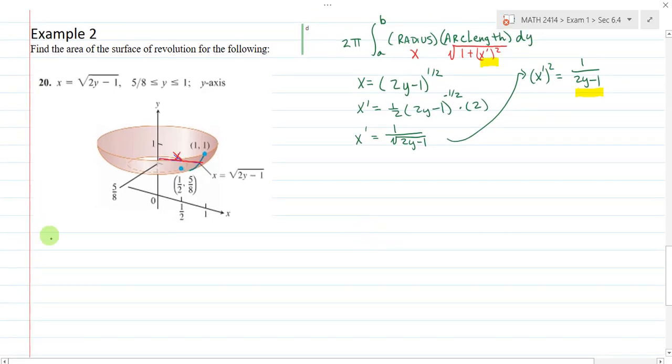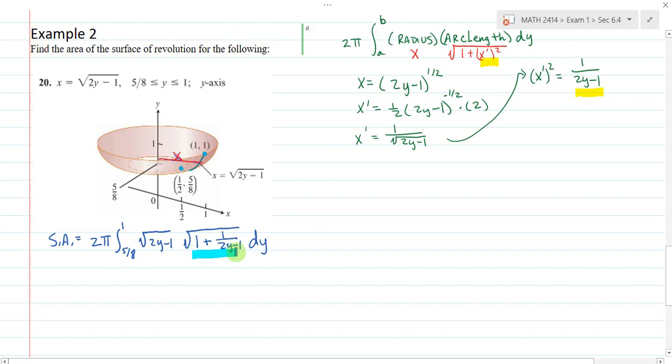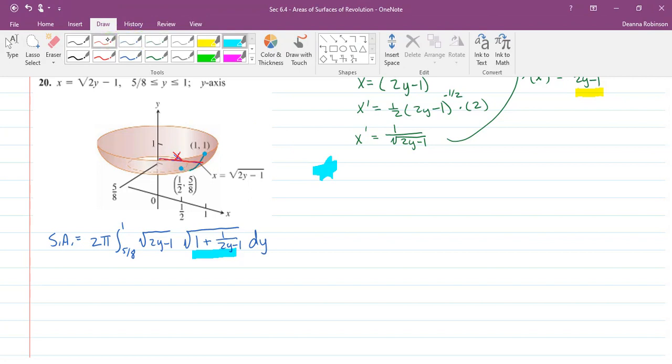So we've got, for our surface area, 2 pi times the integral from 5/8 to 1 of the radius, which we said was x, but what was x equal to? It was equal to the square root of 2y minus 1 times the arc length, which is the square root of 1 plus 1 over 2y minus 1 dy. So the next thing you want to do is combine these terms, and I'm going to do this right here as scratch work.